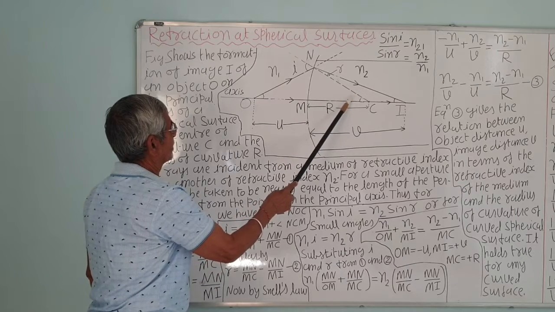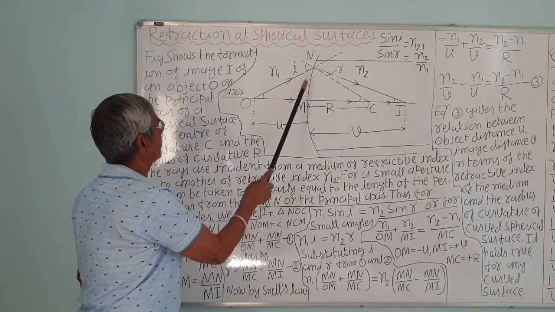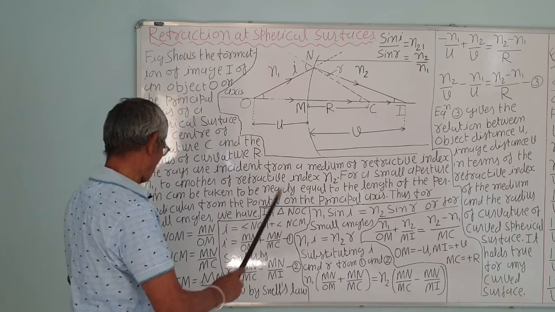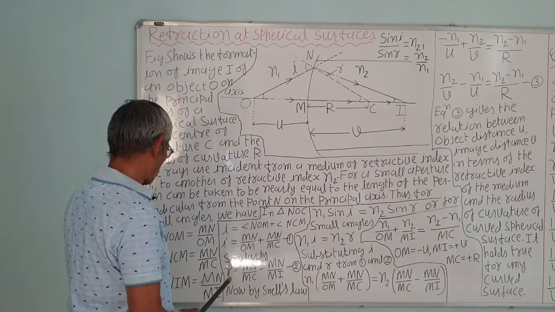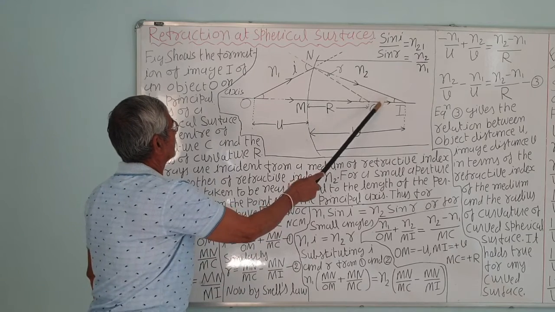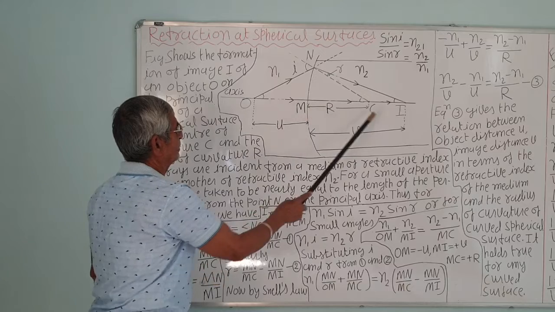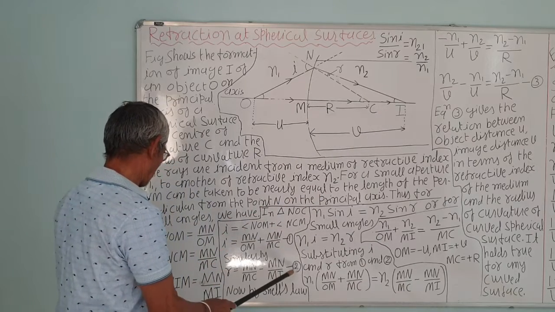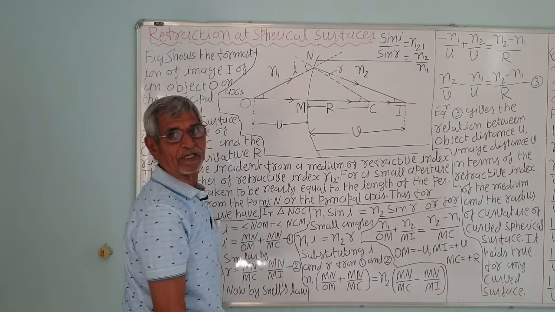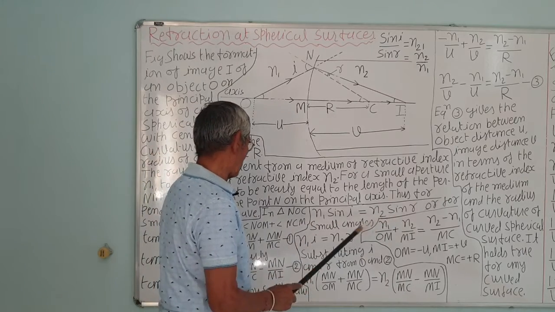That is this angle. Correct? Tan theta, this N is very close to that, so tan theta can be taken as theta. Correct? That is R, and minus Mn upon MC, this angle, is equal to Mn upon Mi. This is equation 2. Now Snell's law: according to Snell's law, N1 sin I is equal to N2 sin R.